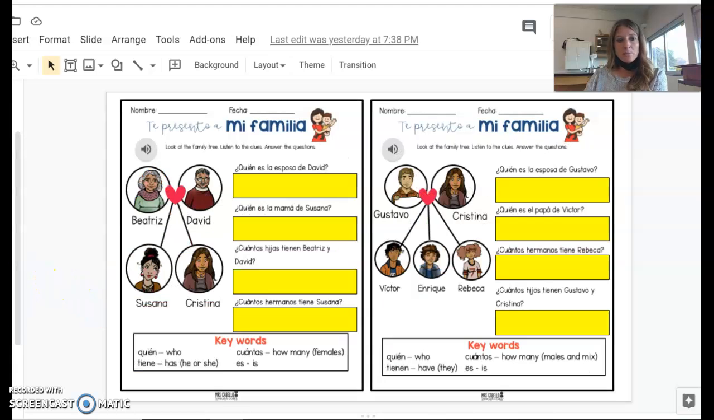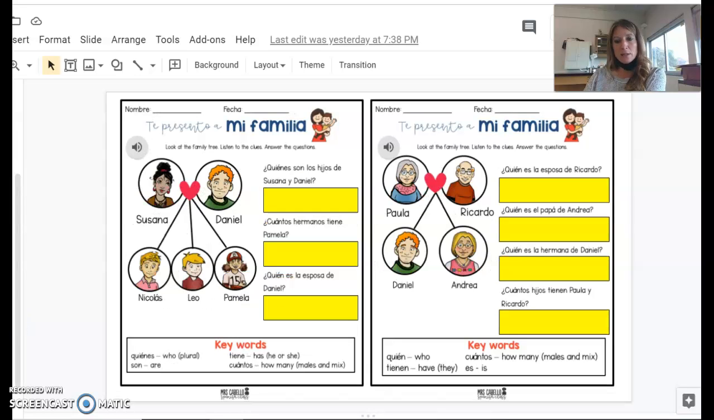Moving along here, some additional questions to answer about family relationships. Again, short answer is fine, English or Spanish. Wherever you see the heart, that just means that those people are married. And then the branches off them are those people's children. So that will be slides 5 and 6.